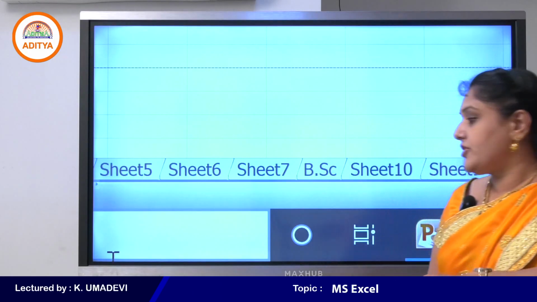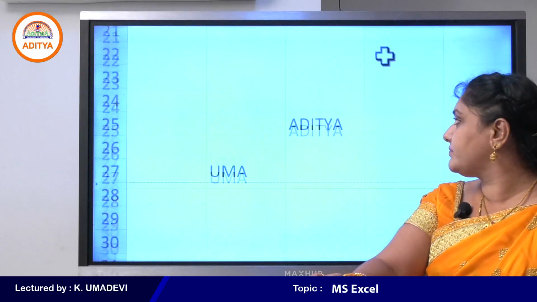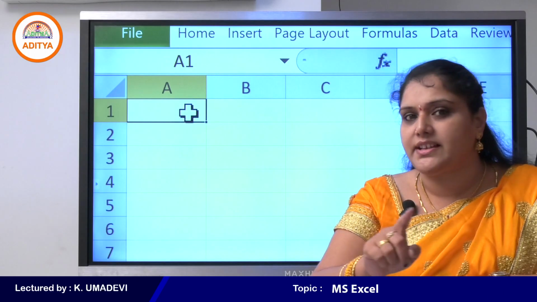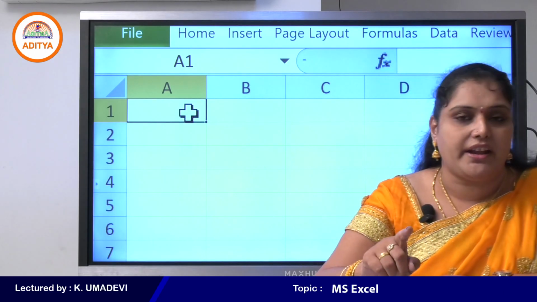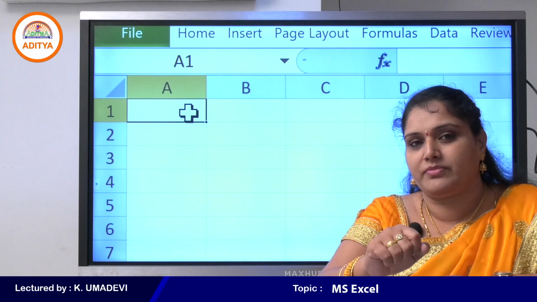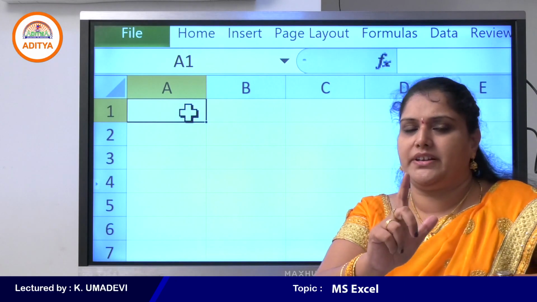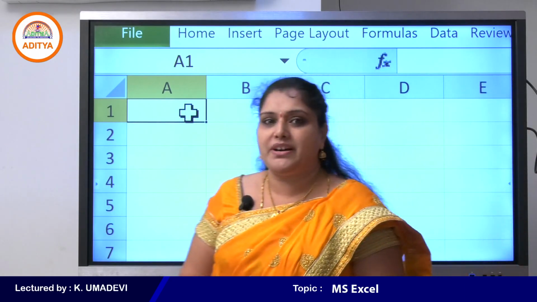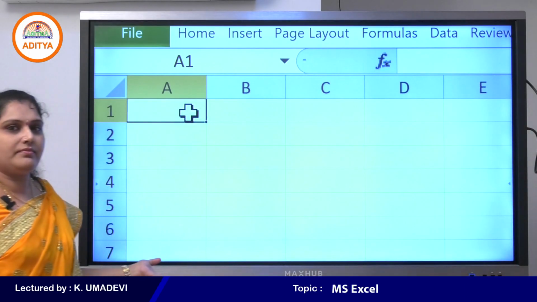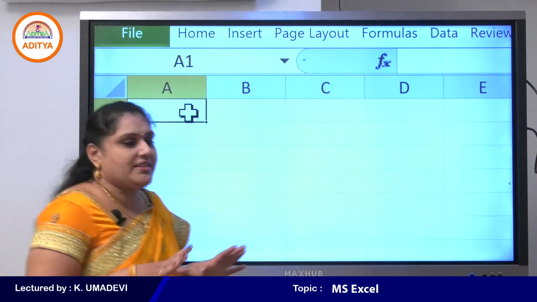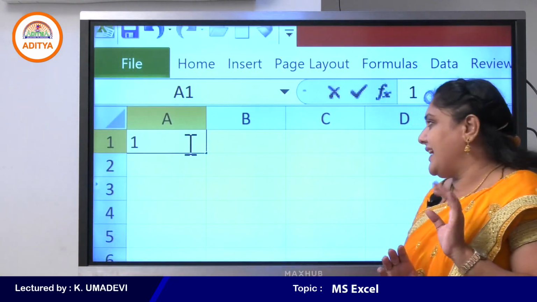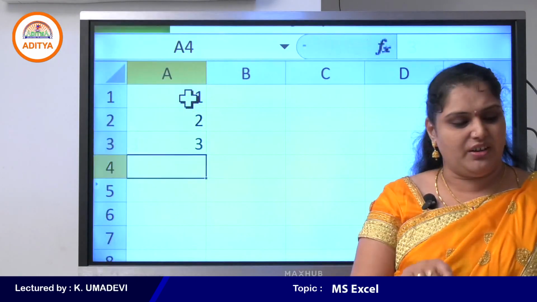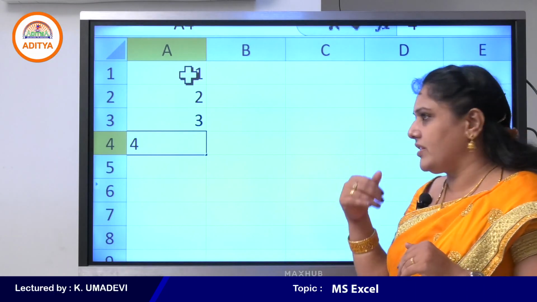Okay, so now I will show you the use of fill handle. You can use the fill handle to copy and paste cell data, and you can also use it to auto complete a list. What is meant by auto complete? For example, if you have to enter 1 to 20 numbers from A1 to A20, I can simply enter 1, press the down arrow, then 2, 3, 4. Like this we can enter all the values.